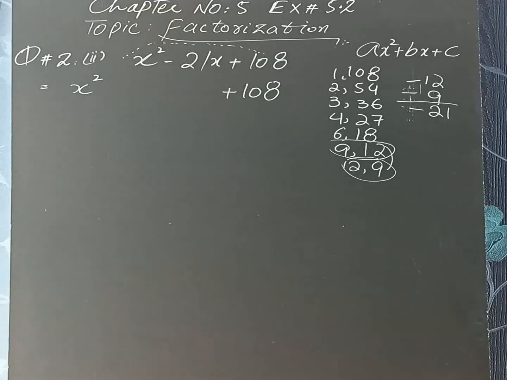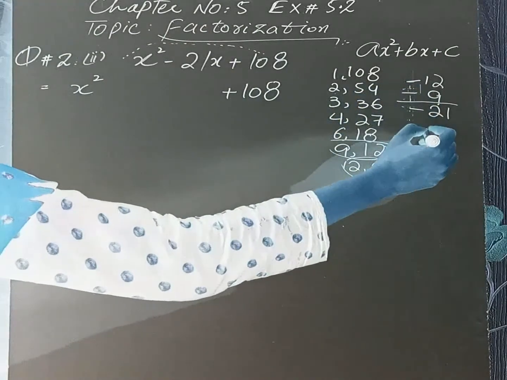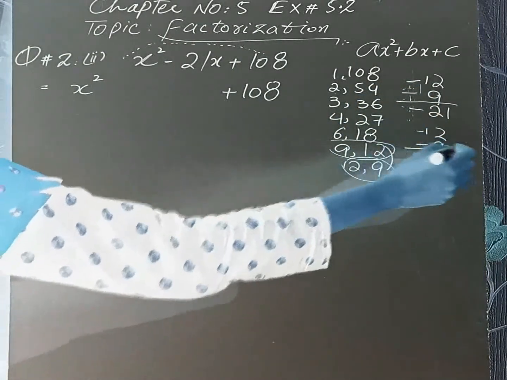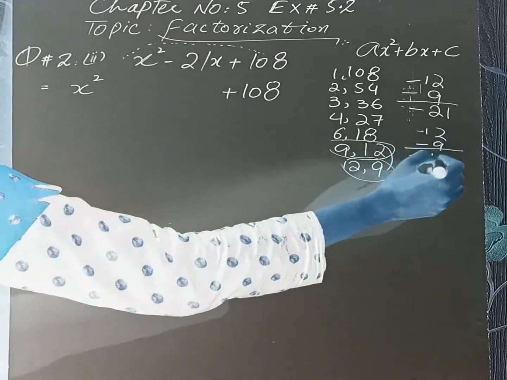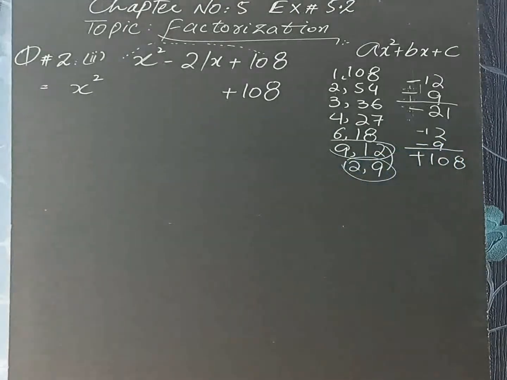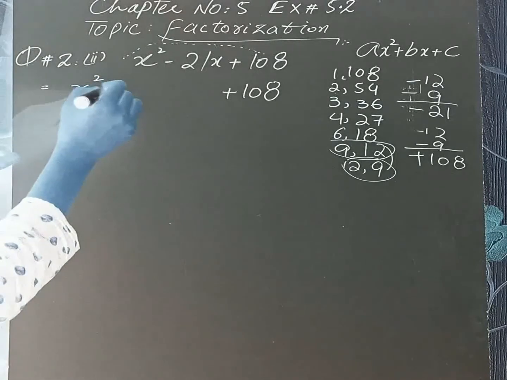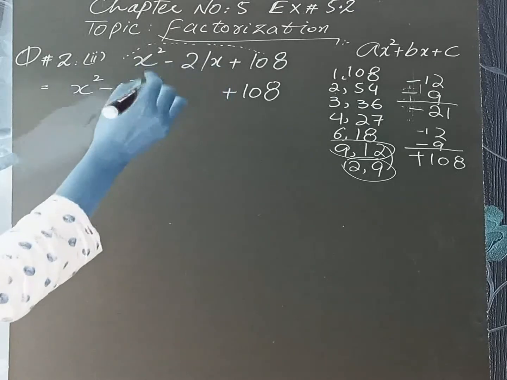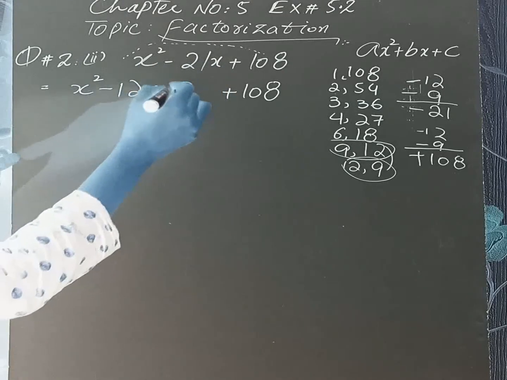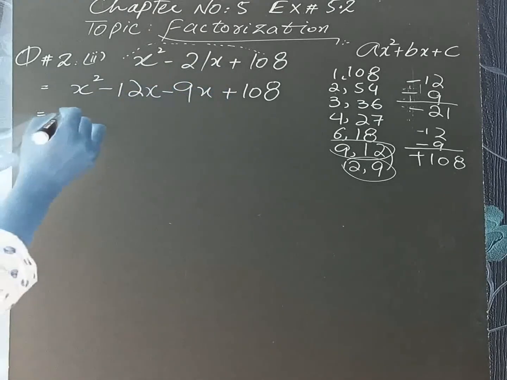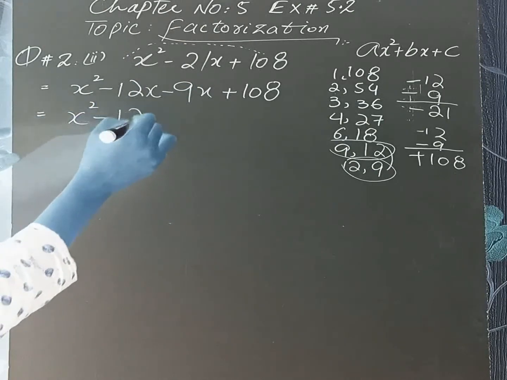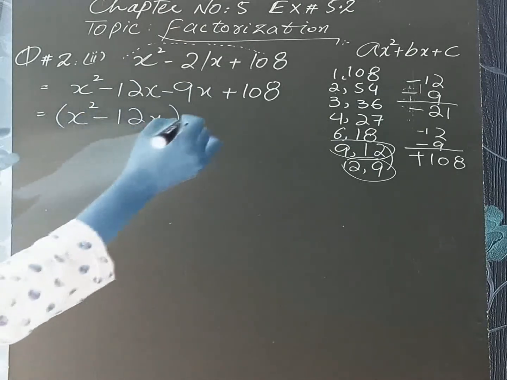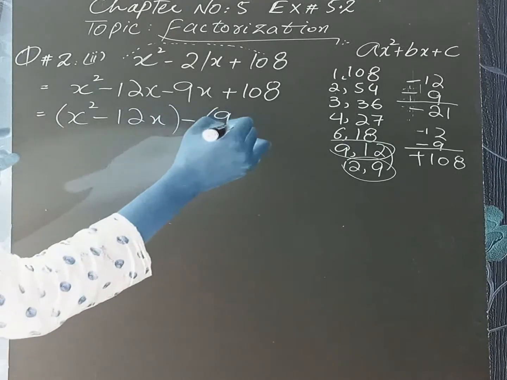But one more thing we have to check. Can we get plus 108 after multiplying these two factors? Minus 12, minus 9, minus times minus is plus, 12 times 9 is 108. Yes, we can get it. It means this is a possible pair that we'll write over here. Minus 12x, and the variable I will write with the middle term, minus 9x. Okay guys, here I am going to make the pairs.